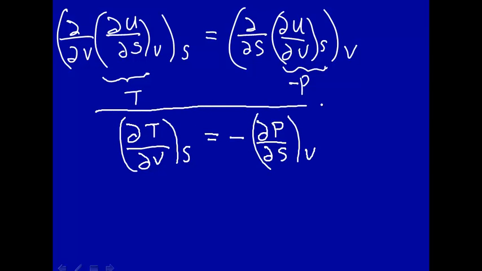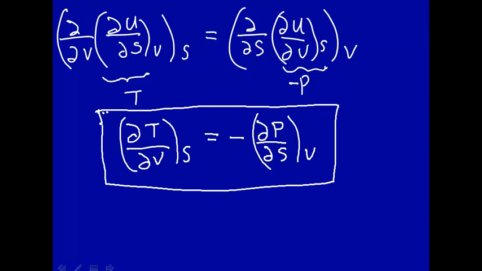This is a Maxwell relation, and that's something you wouldn't think of firsthand. Why is this useful? Well, for instance, if you want to know how pressure changes with entropy, it's kind of hard to change the entropy, but that's equal to the minus of how temperature changes with volume at constant entropy. So that's kind of an interesting relation.